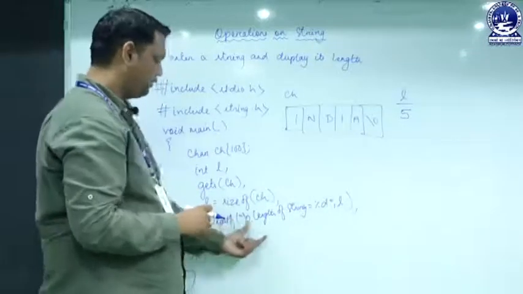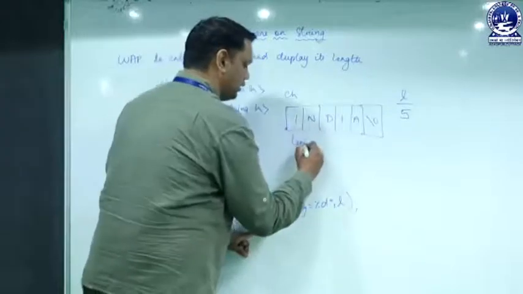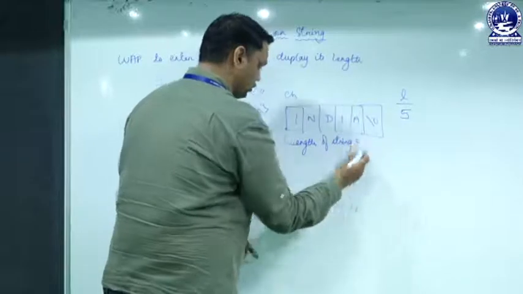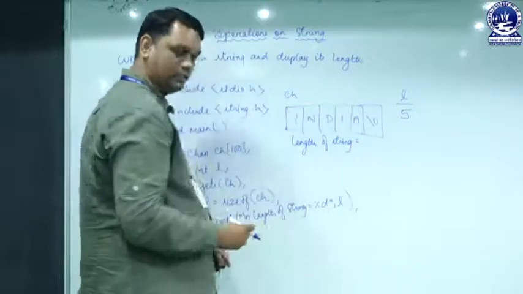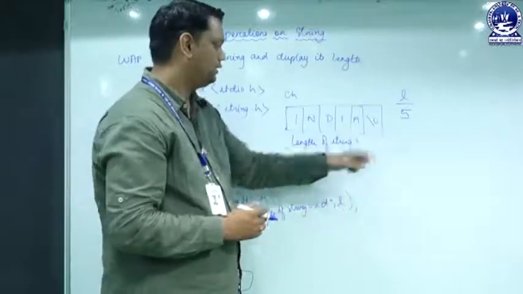Next, printf length of string equal to %d. It will print the message first, that is, length of string equal to, and in place of %d, the format specifier, it will print the value of l. So the value of l is 5.